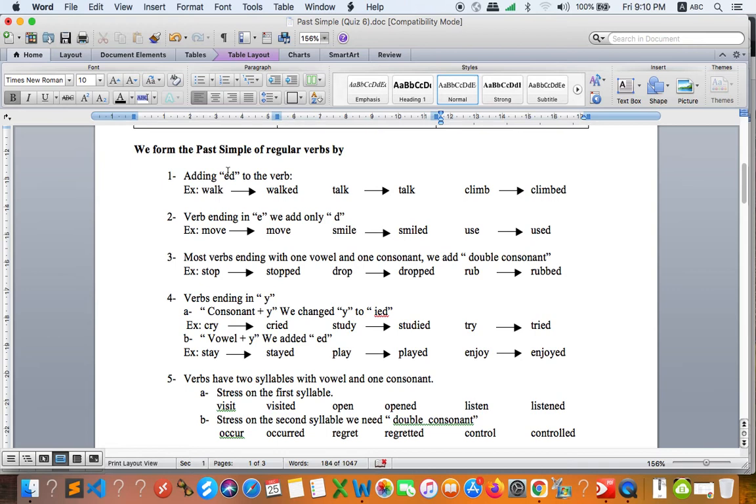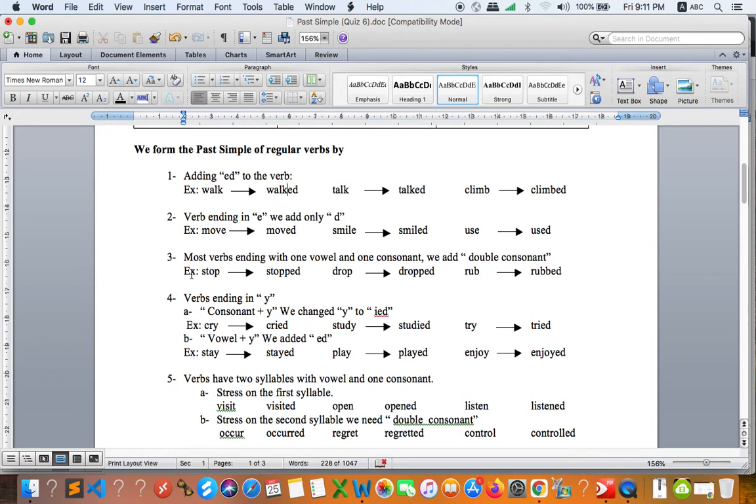So mostly we add ed to most verbs. So walk, walked, talk, talked. Something wrong with the spelling right here, it is a typo. Climb, climbed. All right, as you can see, mostly we add ed to form past simple. However, if we have e at the end, we just add only d, okay? It's just like move. Then you have to add d: moved. All right, smile, smiled. See that? Use, used. Okay, so we have d. So if we have e at the end, we just add d. But just like this case, we don't have e, so we have to add ed.